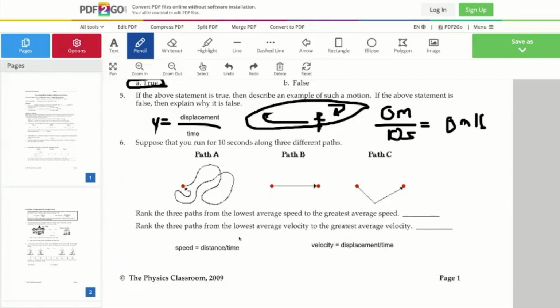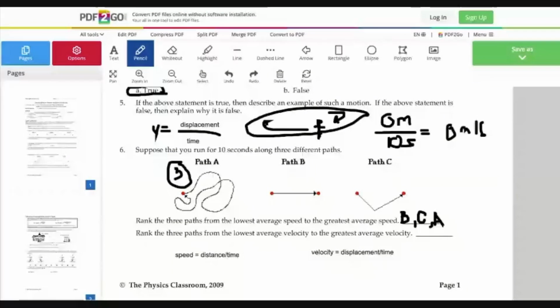Okay. So as Meryl said, speed is equal to distance divided by time. So we need to think about what path has the greatest distance, since the time taken for all the paths is the same. If you look at it, path A has the greatest distance, so it has the greatest average speed. Then path C has the second greatest average speed, and path B has the lowest average speed. Does that make sense, everyone? And we can go ahead and explain the second question.